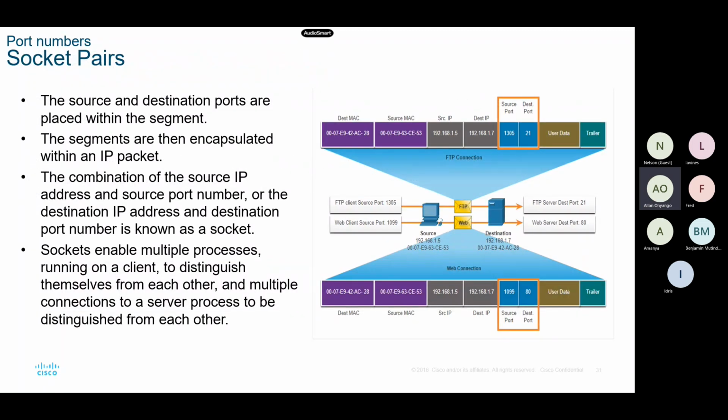Now, before I take you through the port numbers, one of these days you'll be asked, what is the combination of an IP address and a port number? That one, we call it a socket pair. The port number and the IP address pair is actually called a socket pair.